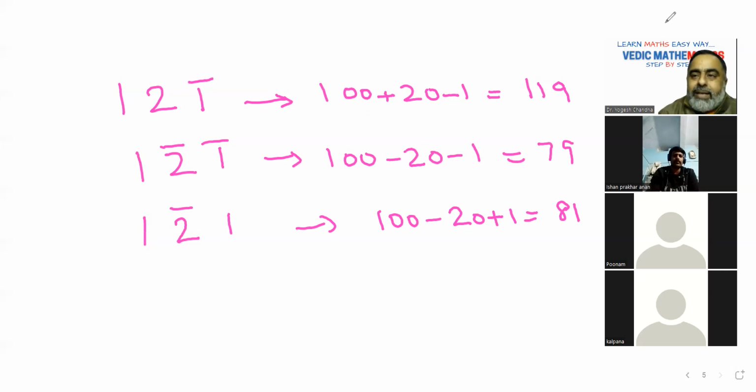Right, up till here, is it clear? See, why am I calling it vinculum? Because it has positive digits and it has negative digits. Here also it is having positive and negative. So it is a number having both positive and negative digits.